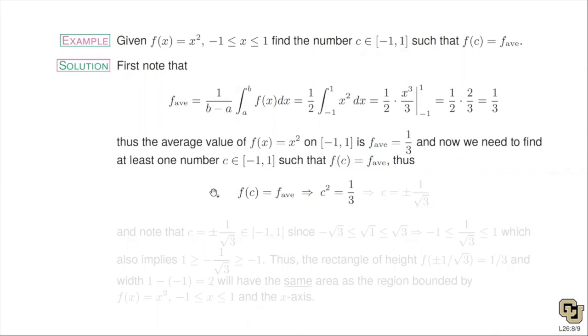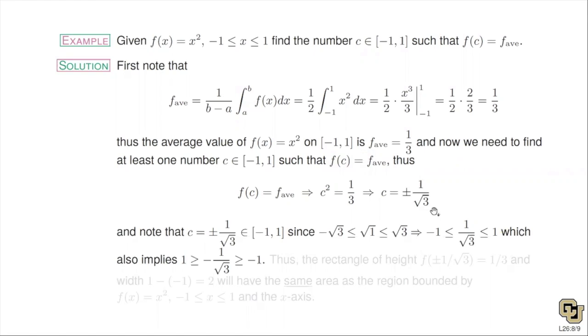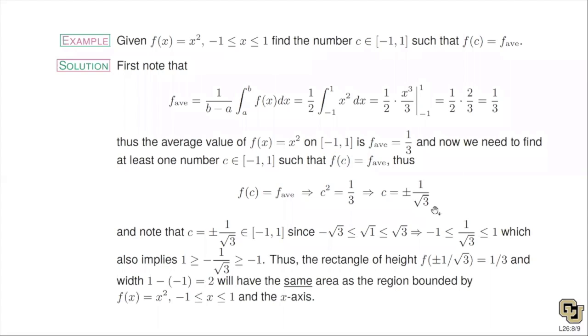So here the answer is the square root of 1/3, or plus or minus 1 over root 3. And then because I'm kind of a math nerd, I proved that plus or minus 1 over root 3 is in the interval minus 1 to 1. You don't have to do that, and you can completely skip that part. You know how I am. And so here, the value of c, such that f of c equals the average value, is plus or minus 1 over root 3.